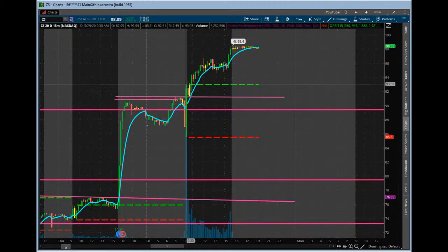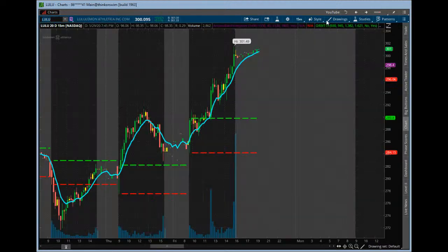So it pushed nicely through it, came back inside candle, held that 8 moving average, got through your 15 ORB high, and then drifted up through the rest of the day. And even in that nasty pullback that we saw through the press conference, it barely budged on that one. So nice follow through on ZS off of its gap and go move.